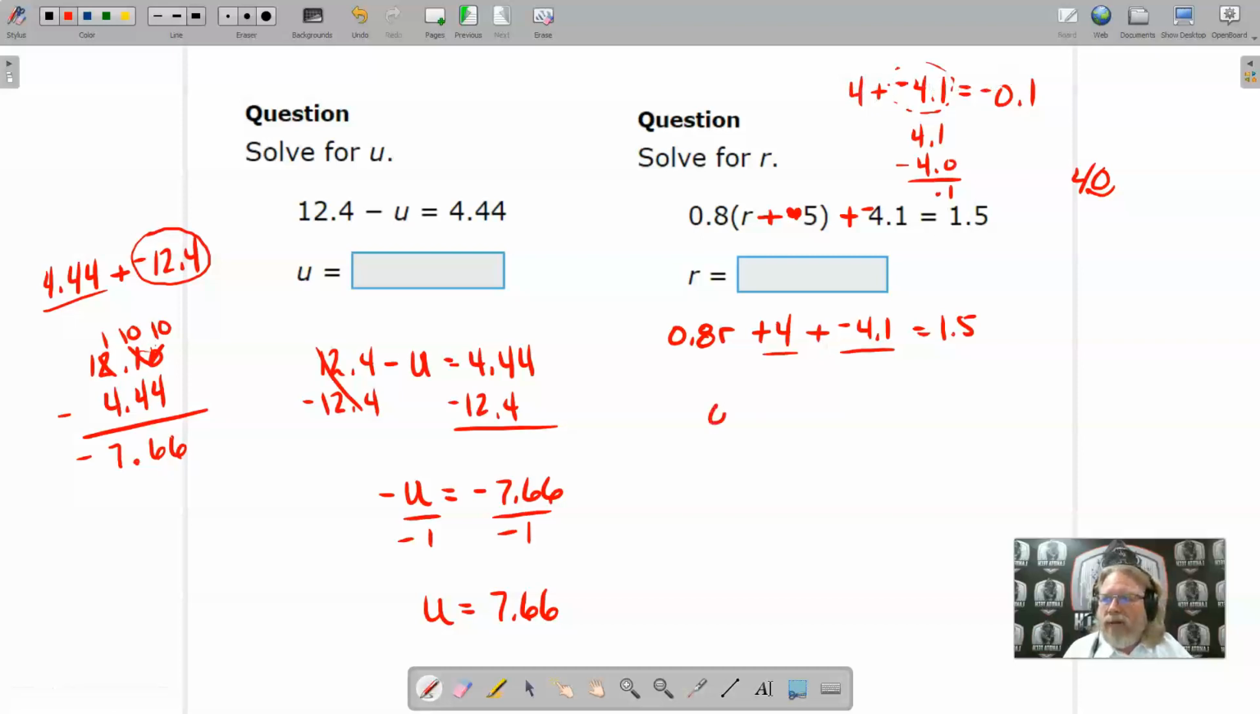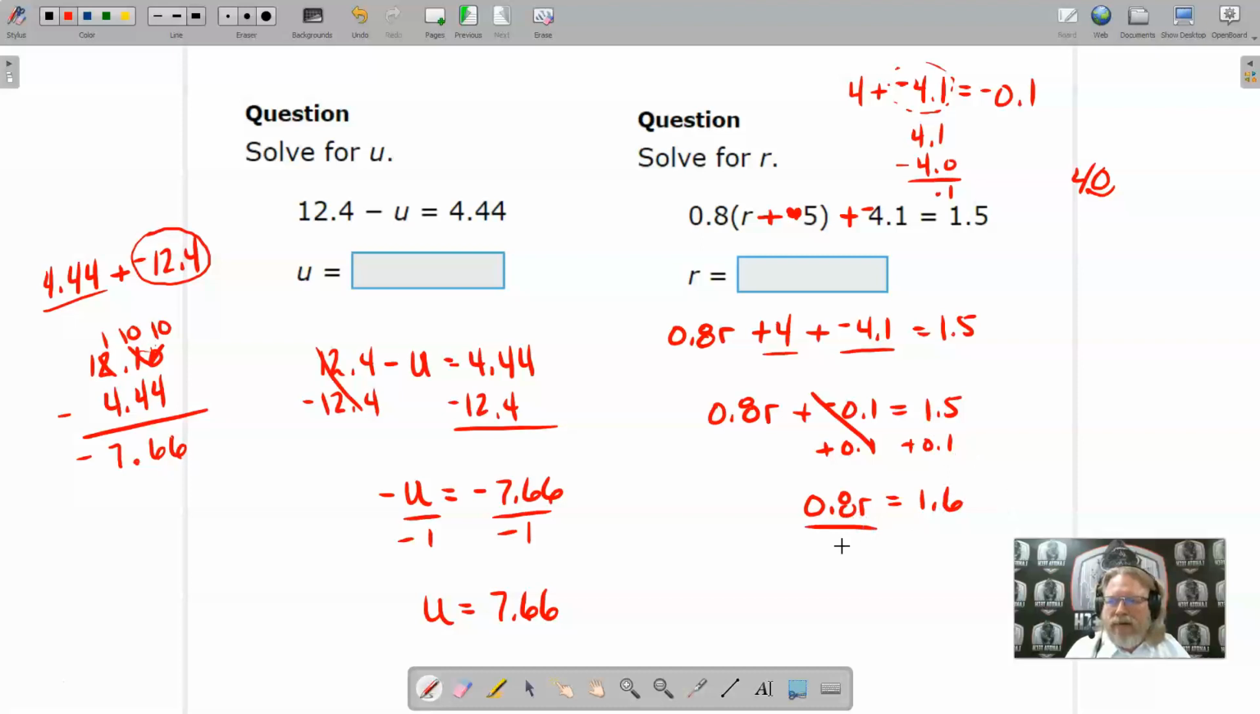So we end up with 0.8r plus negative 0.1 equals 1.5. Now we need to go ahead and add 0.1 to each side to get rid of it from over here. What we do to one side, we're going to do to the other. And that'll leave us with those canceling, and we'll have 0.8r. And then this is going to be 1.6, right? Adding those together.